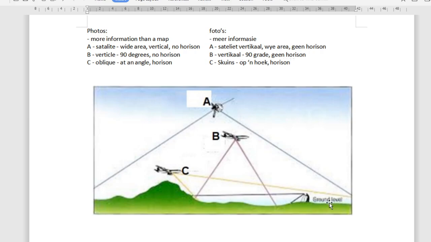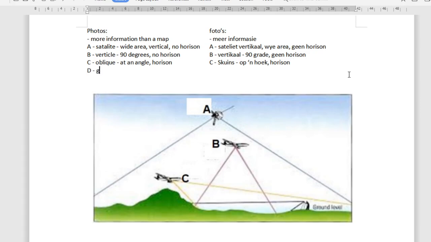Okay, now this one here is a ground level photo. It doesn't have a letter there, let's just call it D, as a ground level photo. Okay, so it's taken by a person on the ground. It's got a very low angle. Okay, so hier het ons D, 'n grondfoto, grondvlakfoto, en dit is 'n baie lae hoek.